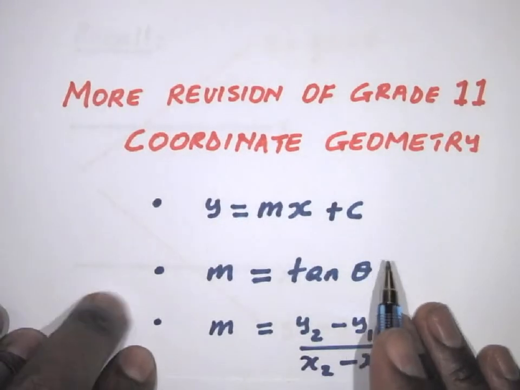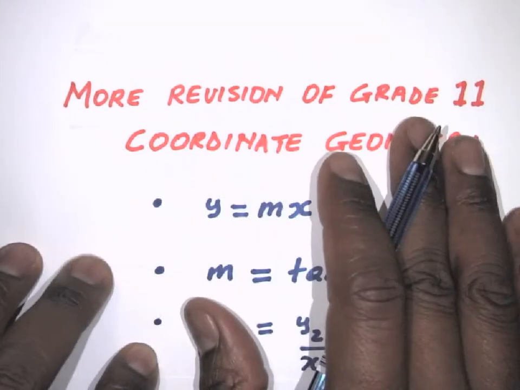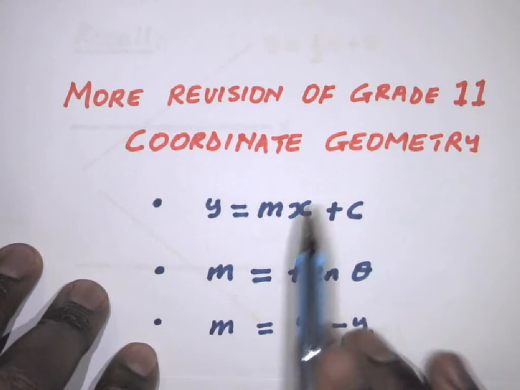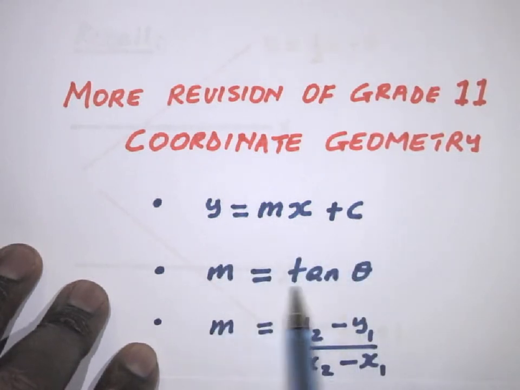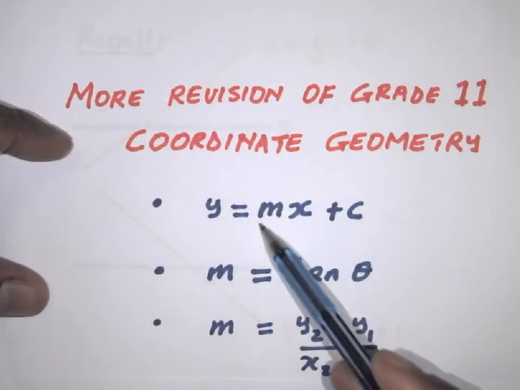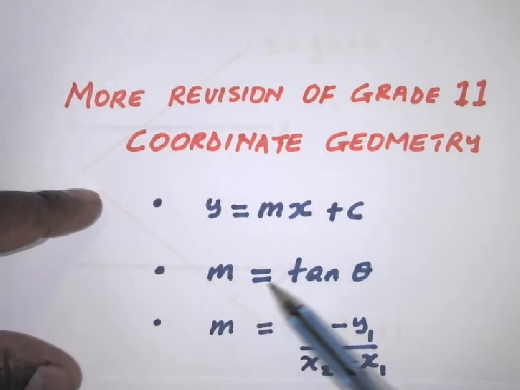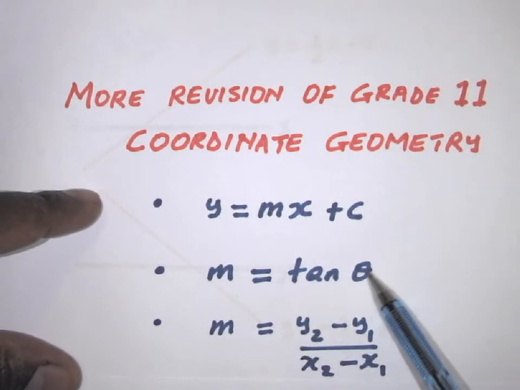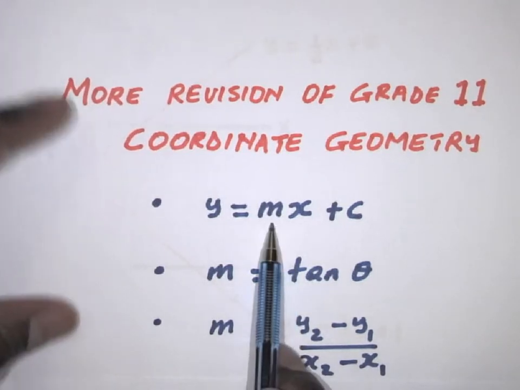Hi, grade 11. In this lesson, we are going to revise some of your coordinate geometry. Of course, you recall that you've got the formulae y equals mx plus c, m equals tan theta, and m equals y2 minus y1 over x2 minus x1, where m is the gradient. If you want to find it, you sometimes use m is tan theta, where theta is an angle in degrees, or we say m is equal to y2 minus y1 over x2 minus x1 to find m.